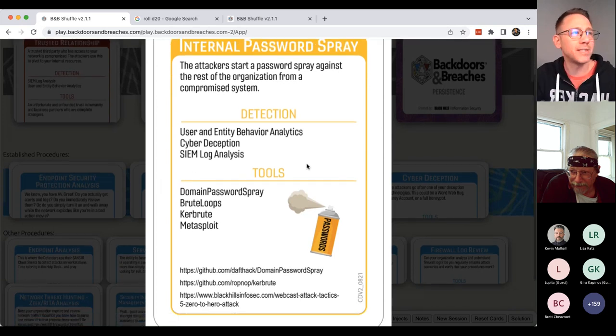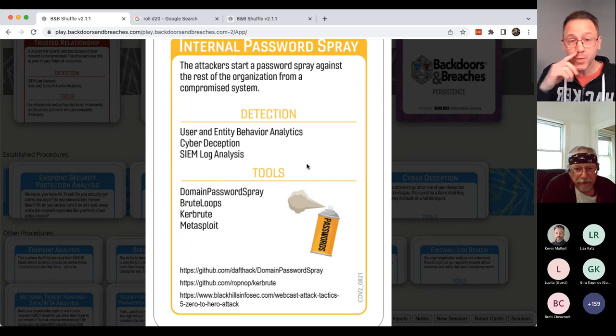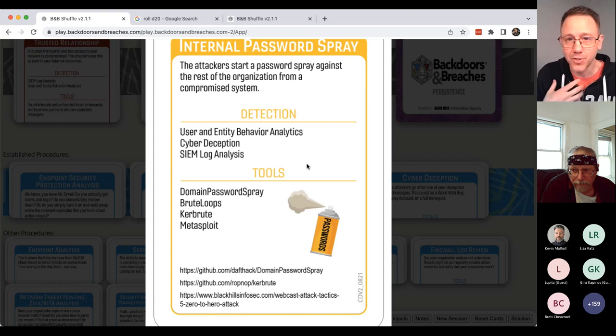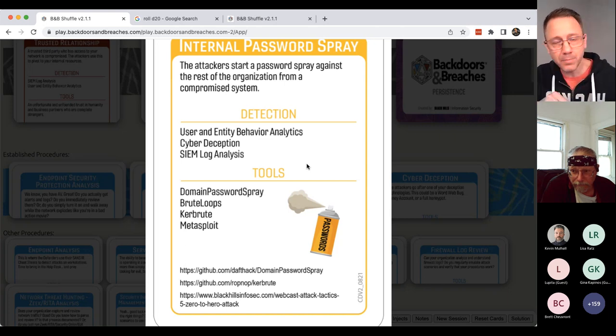All right, so the tools to do an internal password spray are DomainPasswordSpray, Brute Loops, Kerbrute, and Metasploit. If you want to see what these tools look like, the GitHubs are right there. If you want to see what this tool looks like, you can absolutely go to github.com/dafthack, go to DomainPasswordSpray, and you can totally check out what this tool looks like. You can even run it in your environment and see if you can notice it, or what it does, or how it works. And then we have a blog post down here.